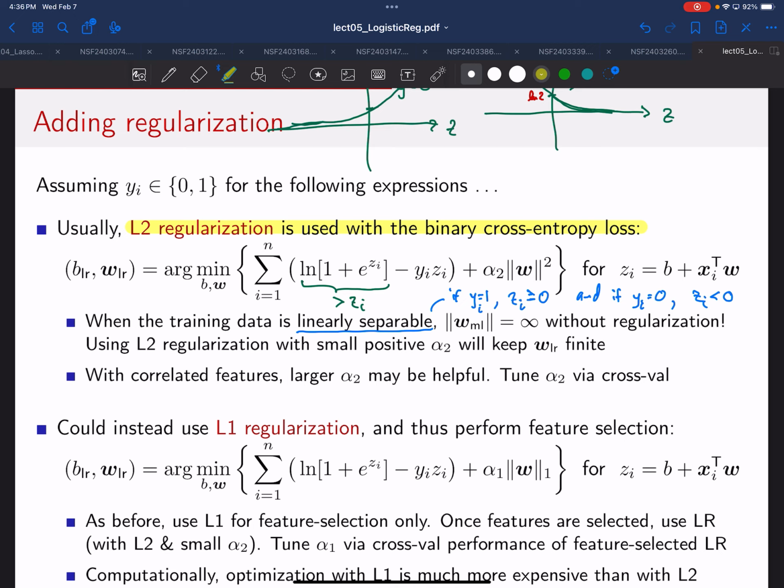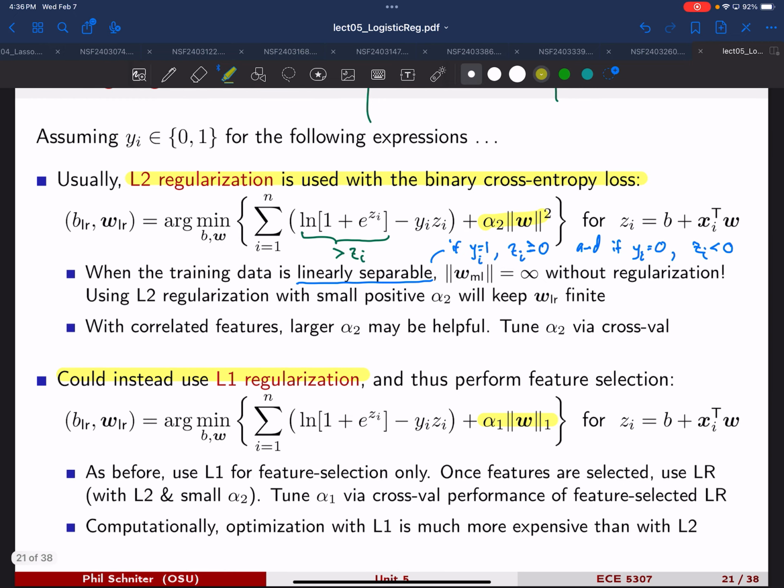All right, so there's an alternative, as we know. We could also use L1 regularization. So here's L2, here's L1. As we know, when we use L1 regularization, it promotes sparsity in the coefficients. So here what happens is as you make alpha 1 larger, you find that these W coefficients start going to exactly 0, which turns off those features. And that's a great thing if you want to do feature selection.